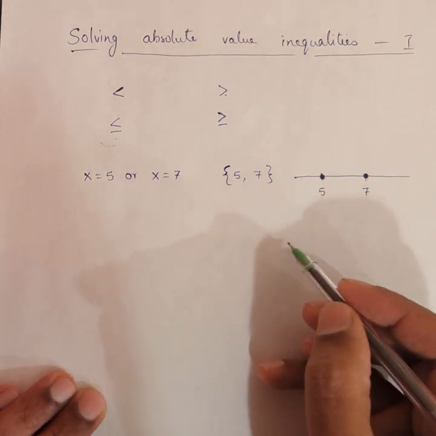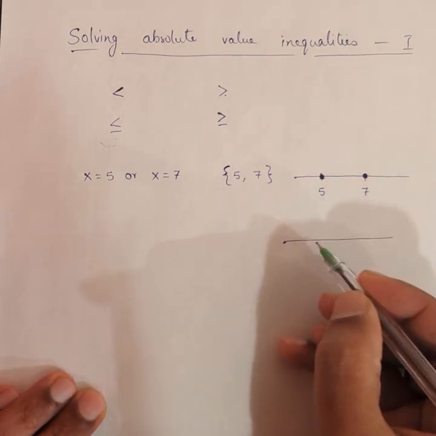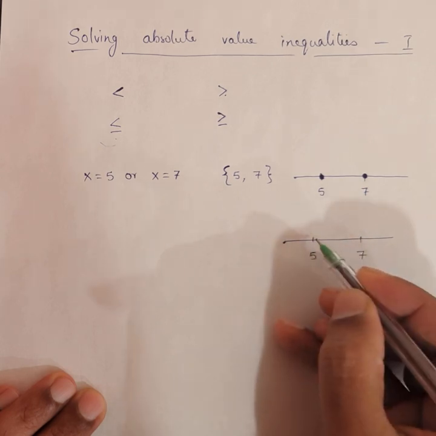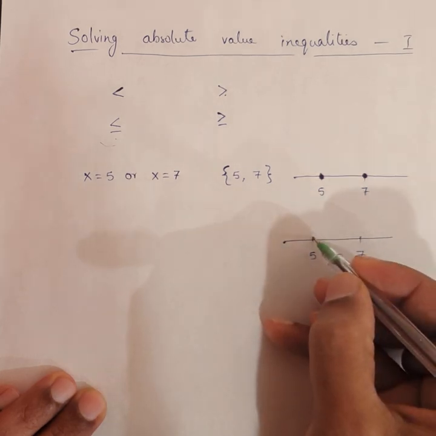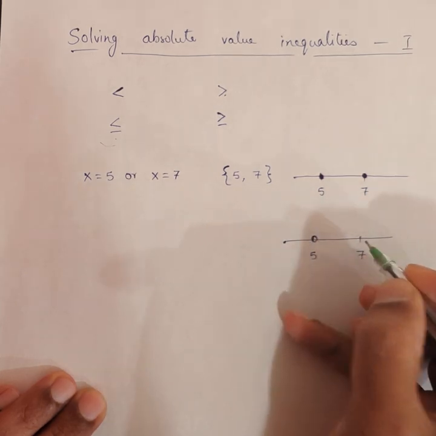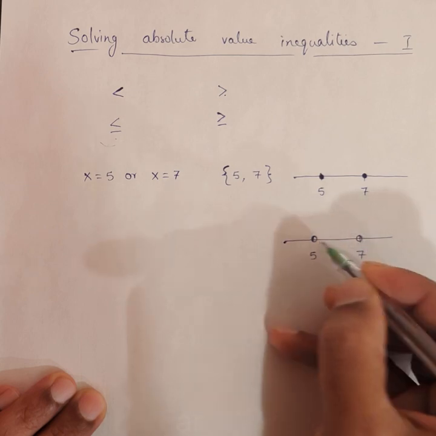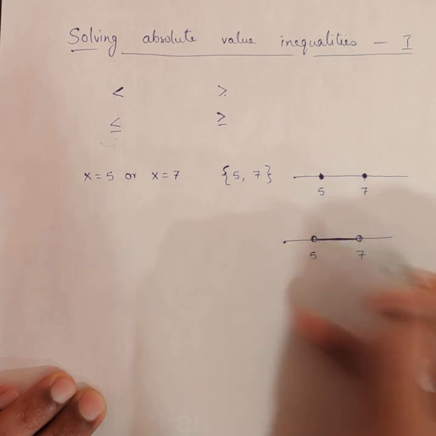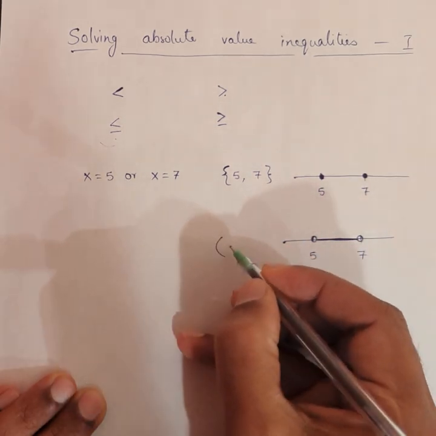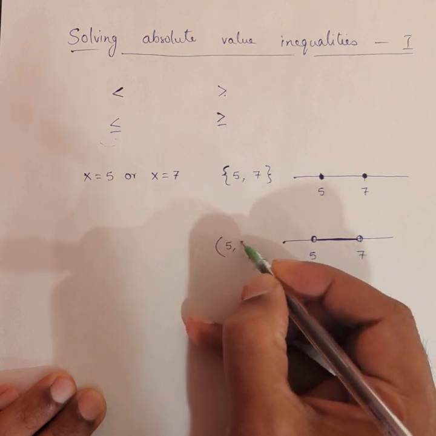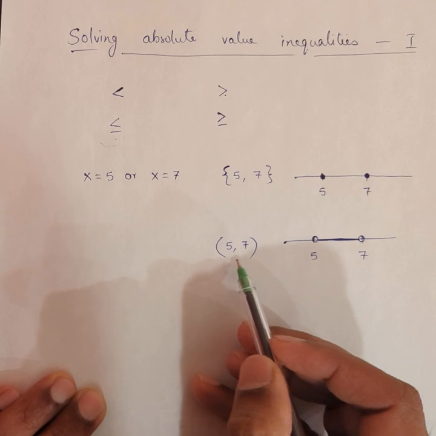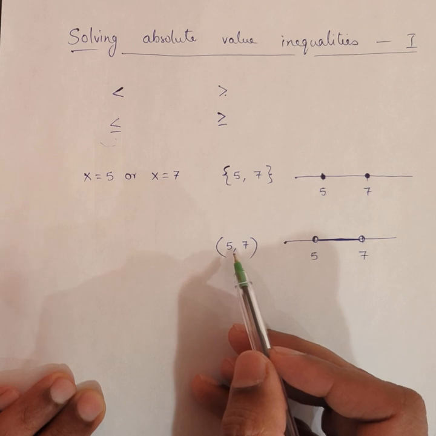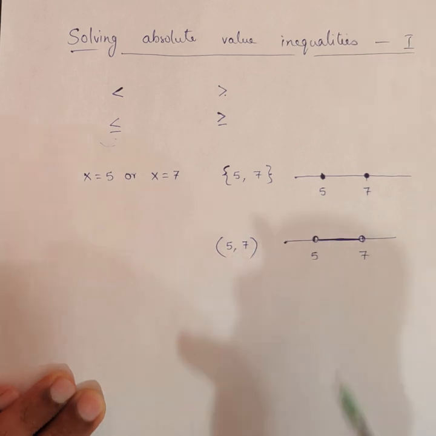So when you specify that your solution set consists of everything between 5 and 7, but not the boundaries, I'm going to have those open. You write this using parentheses, 5, 7, and you say that this is the open interval 5, 7. What does this mean? It means everything between 5 and 7, but not the boundaries.